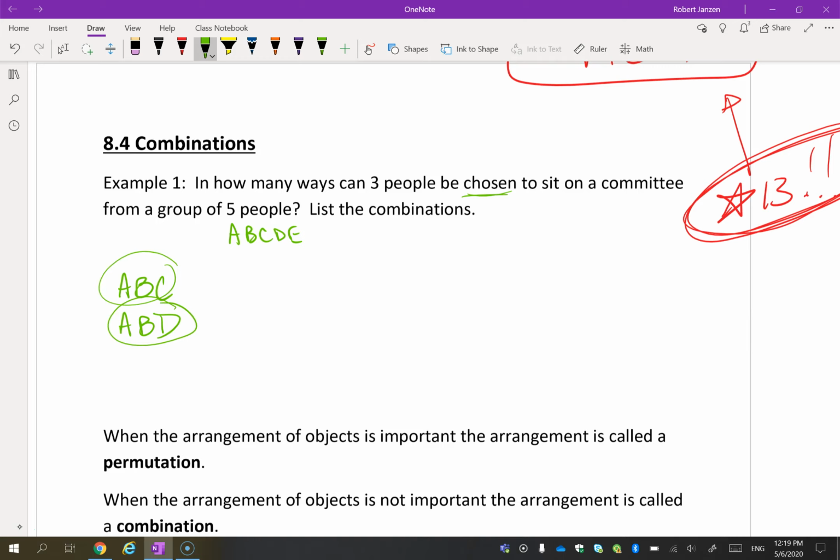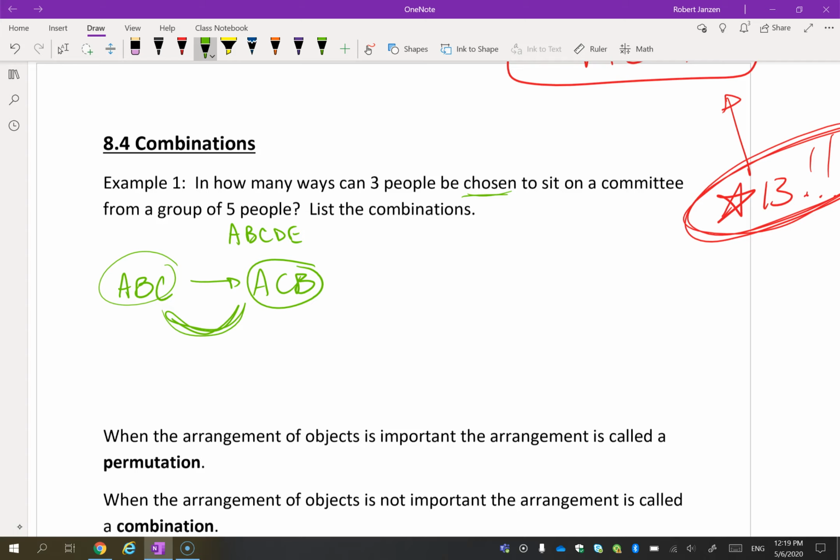Okay, but how about this? Is ABC different than ACB? Okay, let's get rid of this one here. Are these 2 committees different? No, they're the same committee. Okay, so this is where combinations come into play.